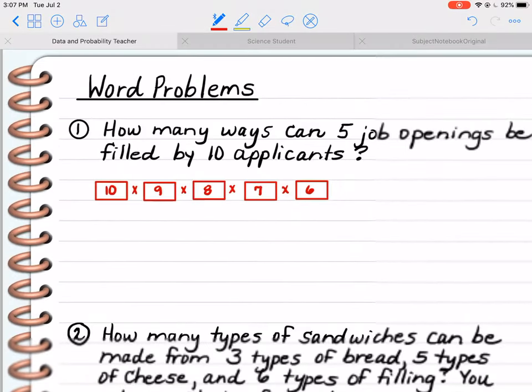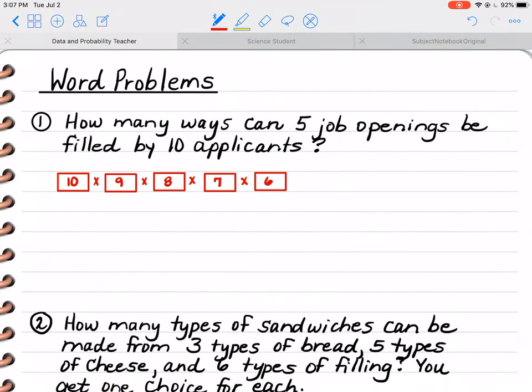To figure out the different ways that we could fill these jobs, you just multiply those numbers. 10 times 9 times 8 times 7 times 6 equals 30,240 possible combinations. This is one way to do this problem.